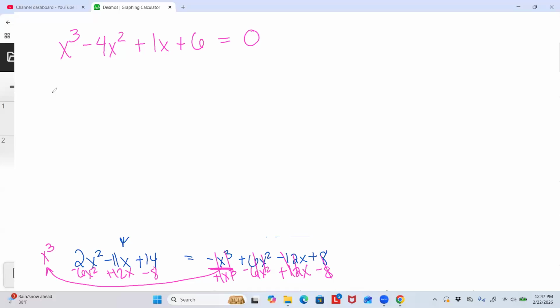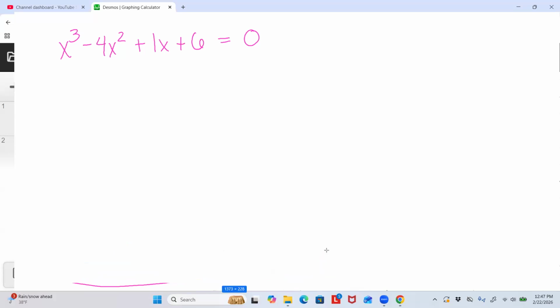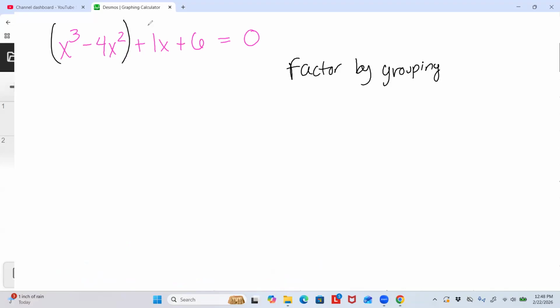Alrighty. So that's better. And now that is a 4-piece polynomial. We could try to factor by grouping. That's a strategy we use with 4 terms, but it doesn't always work. Let's try it. Put this in a group, put these in a group. You pull the GCF out of the first 2, which would be x squared. That would leave x minus 4. And you pull the GCF out of the second 2, which is 1, and that would leave x plus 6.